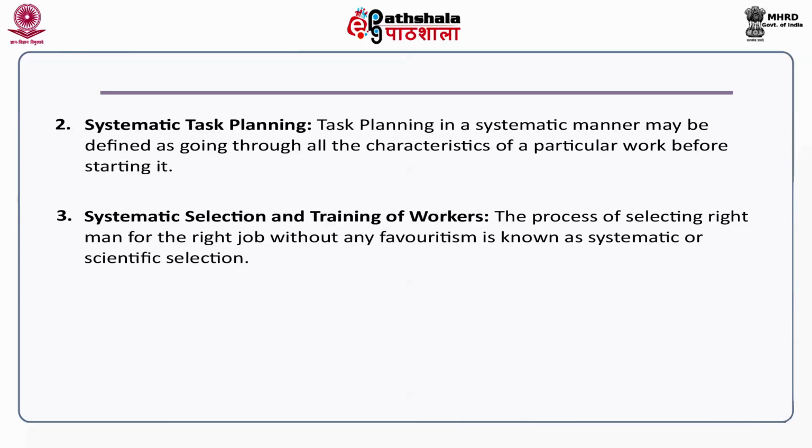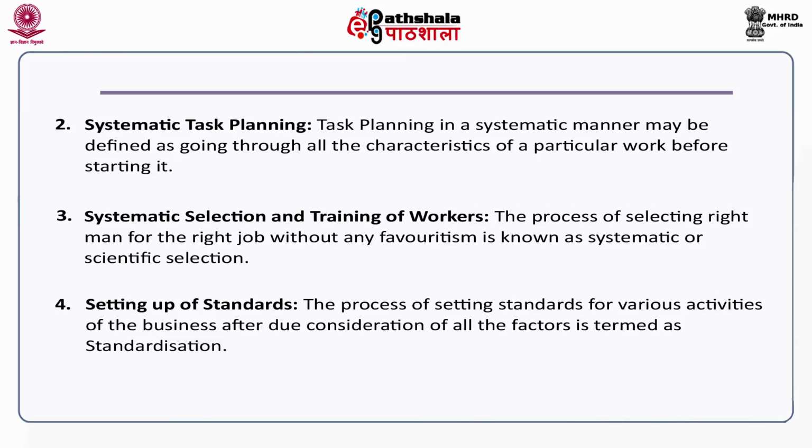The third one is systematic selection and training of workers. The process of selecting right men for the right job without any favoritism is known as systematic or scientific selection. According to Taylor, there should be a separate personnel department in every organization which will make appointments of staff and will impart training to them before their positioning on the job. Modern techniques and methods should be followed for giving training to the selected persons for the job in order to increase their efficiency. The fourth one is setting up of standards.